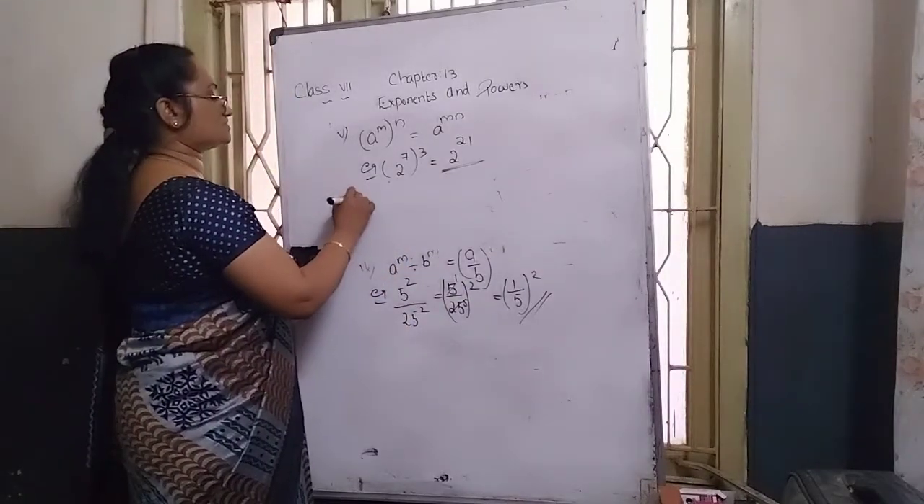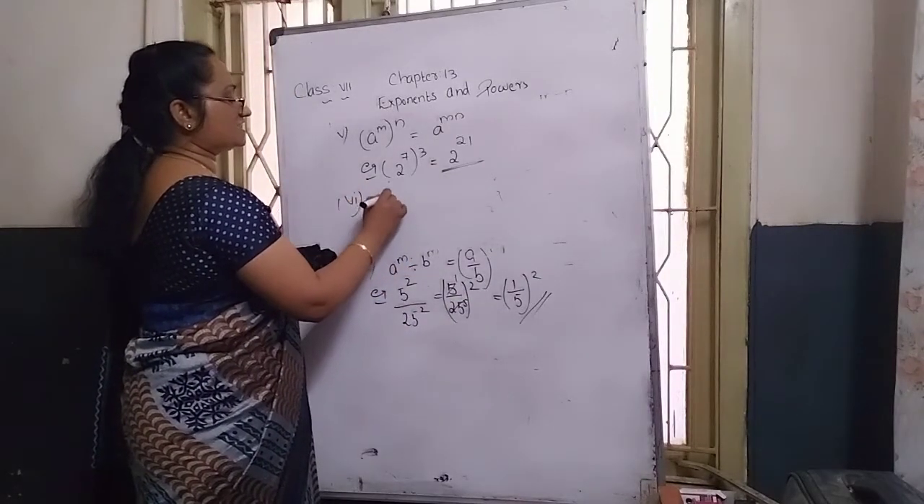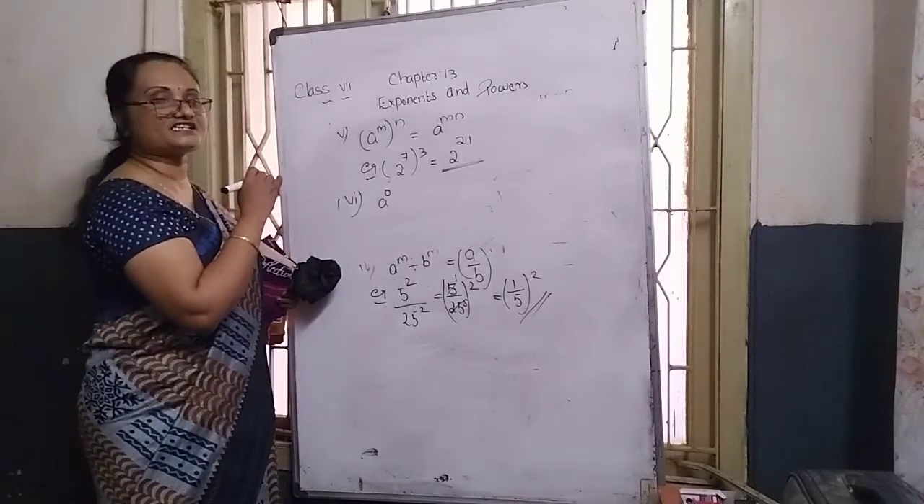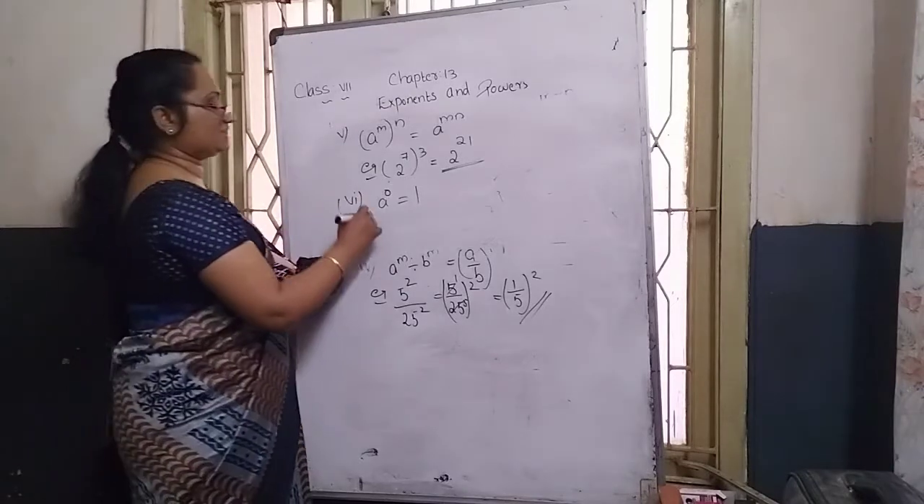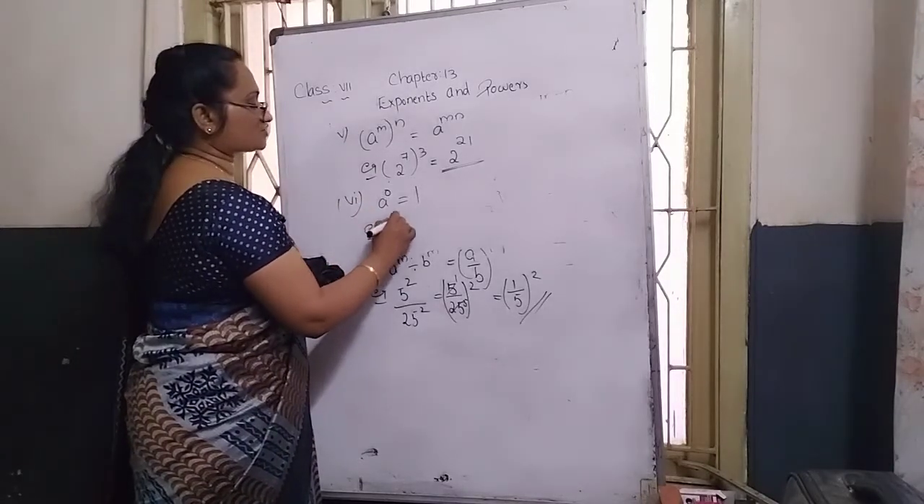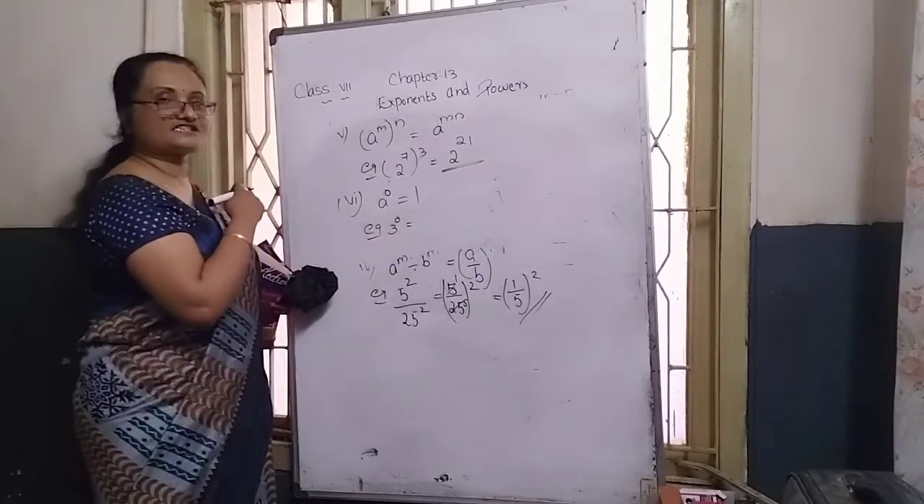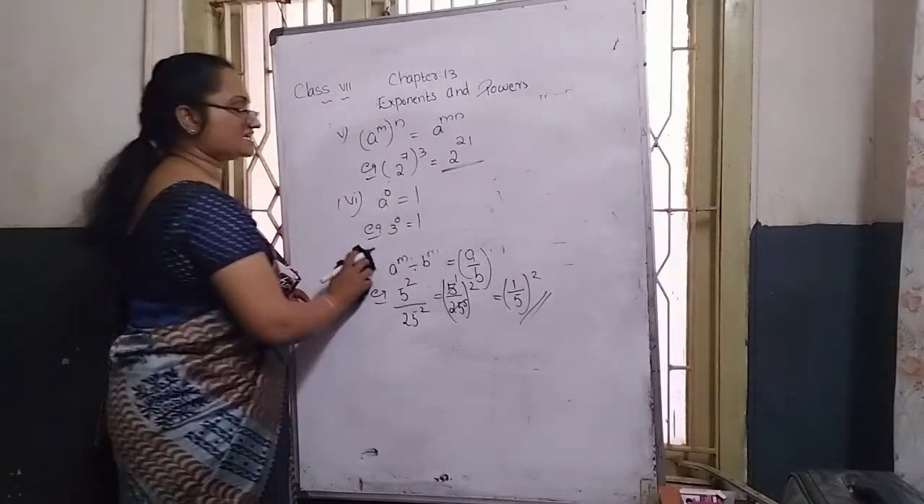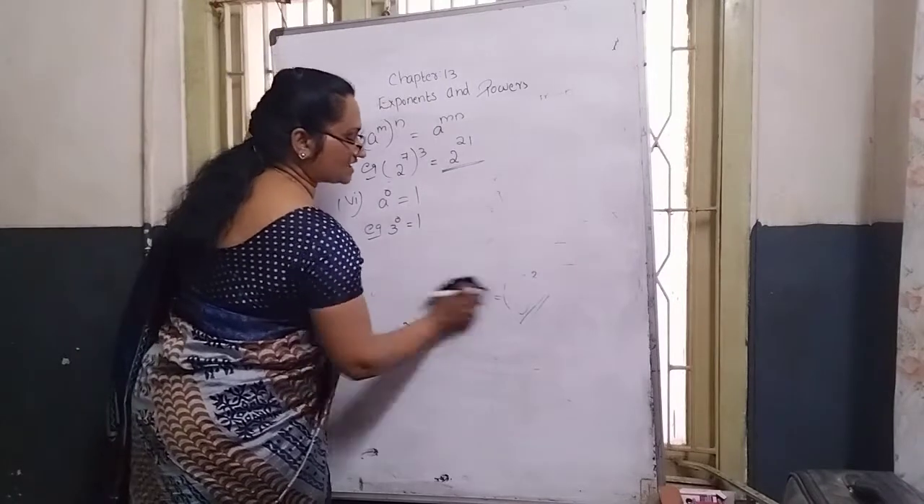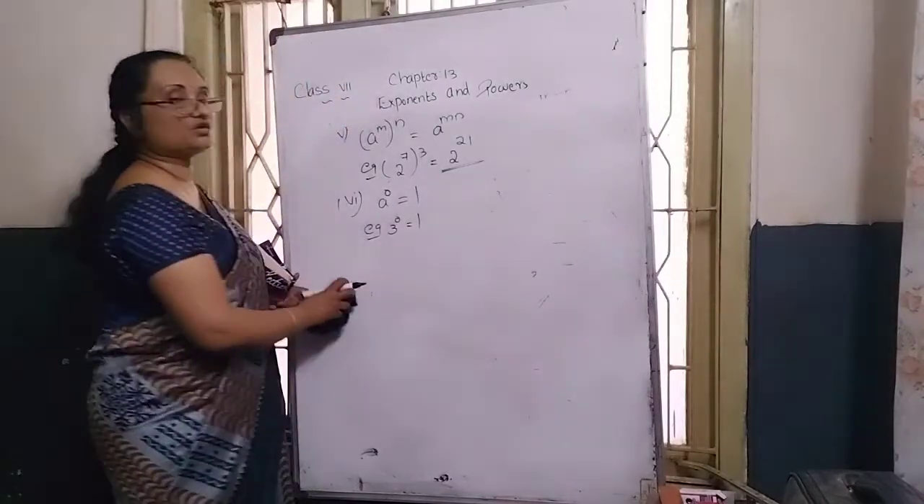Then the sixth rule says that a raised to 0, any number raised to power 0, the answer is always 1. Example, 3 raised to 0, the base is 3 raised to power 0, the answer is always 1. So 4 raised to 0, the answer is 1, or 1000 raised to 0, the answer is 1.